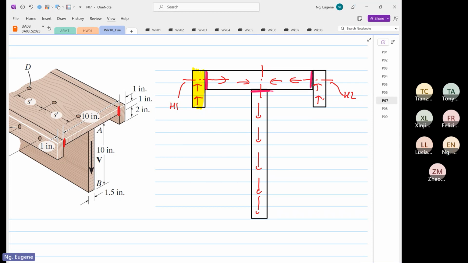Then the next one, which is a bit confusing, is our vertical nail here. For the vertical nail, the first moment of area you have to take is this entire area over here, because all the shear flow is going to come into this region over here. So that is how you solve a problem like this.